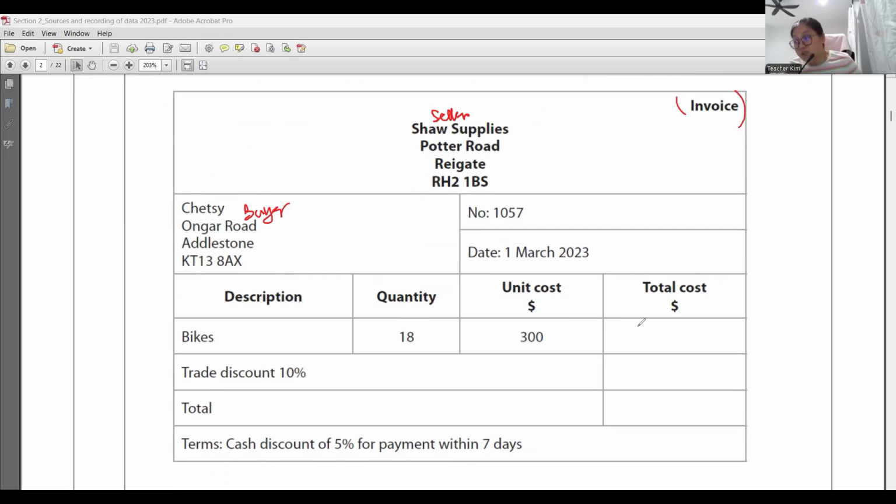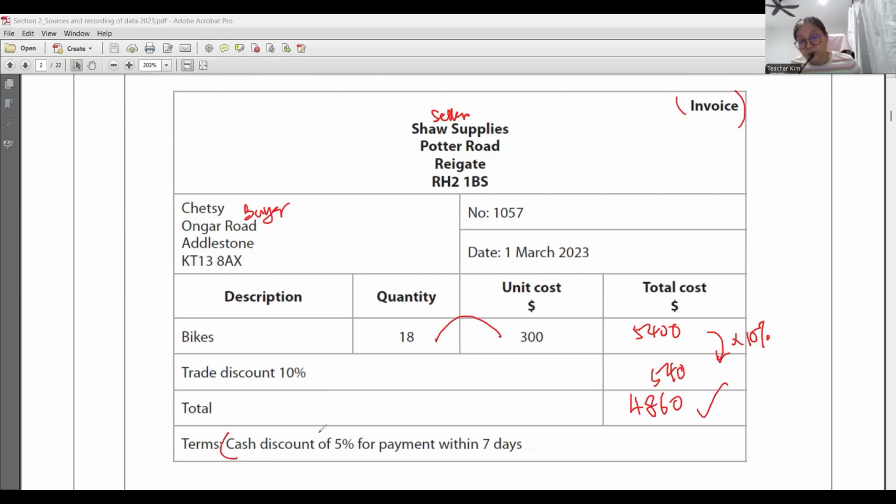So the total cost is 5,400. Take this one times this one, 5,400. Trade discount 10% means that this one you times 10%. So you get 540. So the net amount that we're going to record in the book is 4,860.